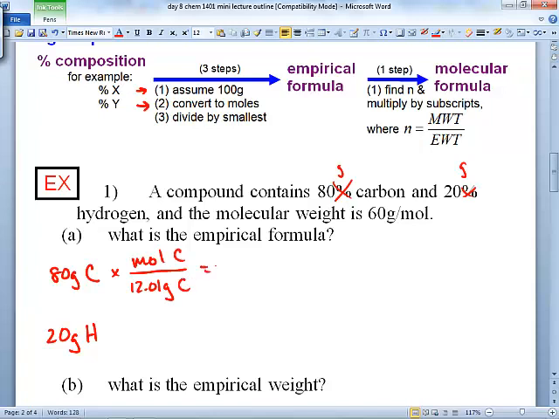All right, so 80 over, I have a calculator. 80 divided by 12.01, and I get about 6.66, that sign of the devil.